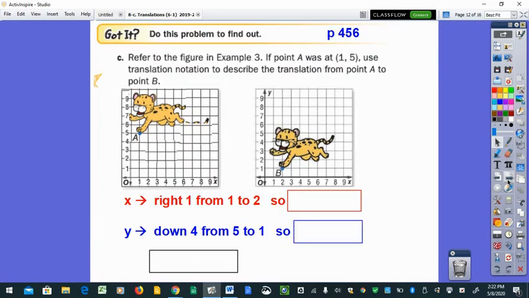So now it's your turn to give it a go. Can you come up with a translation to move the cat that's on the left to the cat on the right? Pause your video and see what you did.